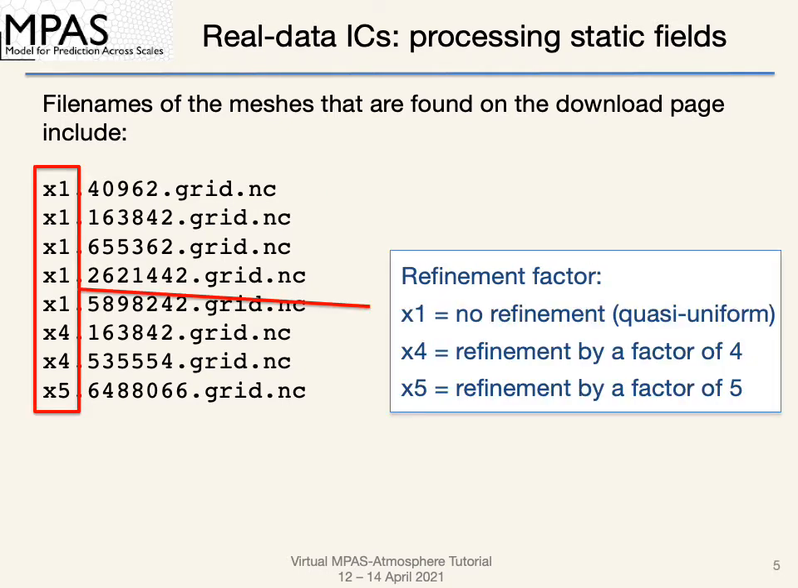Well, essentially, the first part of the file name indicates refinement in the mesh. So x1 means a refinement by a factor of 1, in other words, no refinement. And x4, for example, means that the mesh refines by a factor of 4 from the coarsest part of the mesh to the finest part of the mesh. And a factor of 5 is indicated by x5, for example.